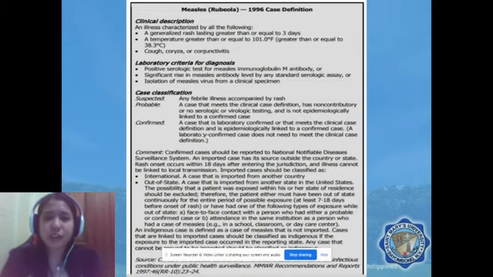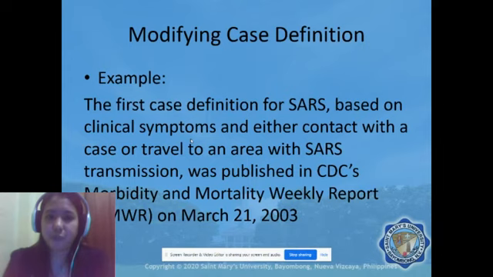So this is an example showing case classification for suspected, probable, and confirmed. Here we have descriptions, an example for measles. Any febrile illness accompanied by rash, they are just suspected. Probable, a case that meets the clinical case definition, has non-contributory or no serologic or virologic testing, and is not epidemiologically linked to a confirmed case. While confirmed is a case that is laboratory confirmed.